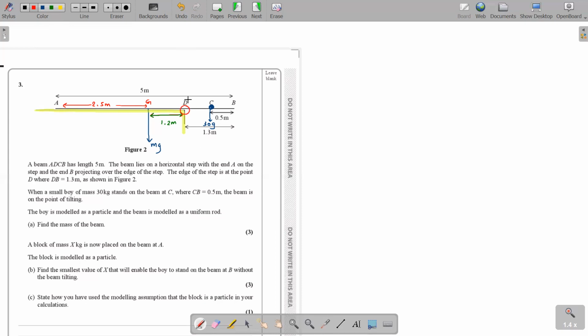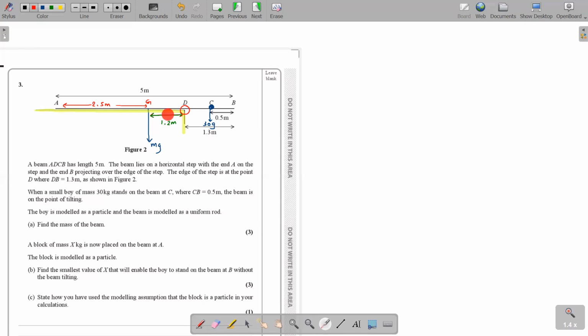This is the place where the tilting happens. That's the place you must consider moments, not anywhere else. Don't take moments around any other place when the word tilting is there. Unless it's a normal equilibrium question, you can take moments around any point. But when it's a tilting question, take moments around the tilting point. So let's take moments around the tilting point and find the mass of the beam.